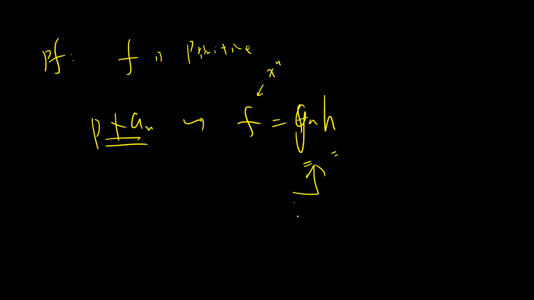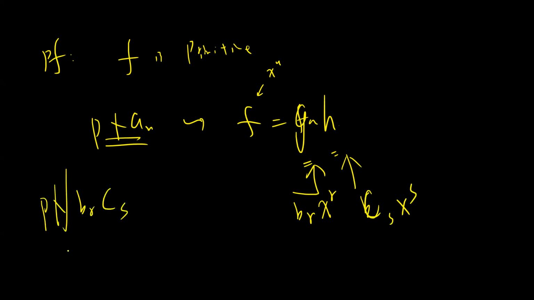This is called b_r x^r, and this is called c_s x^s, right? So I know that p does not divide b_r c_s, which tells you that. So this is the first condition.